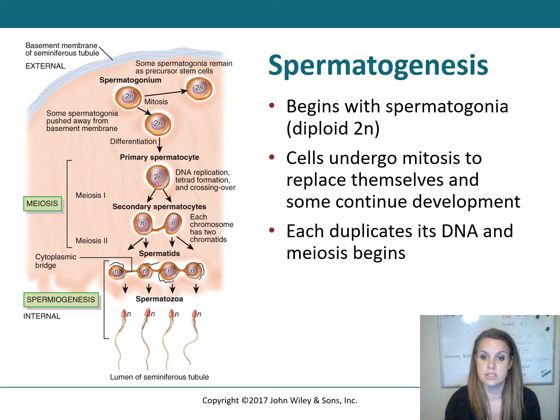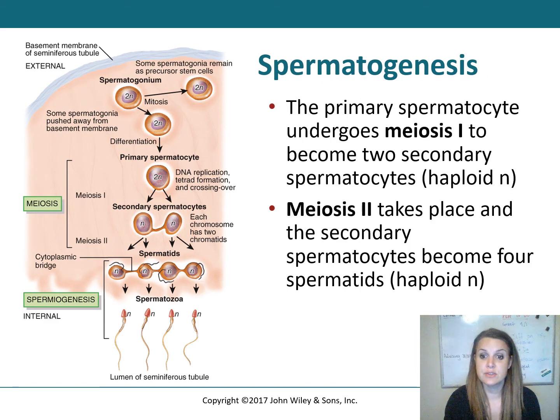Meiosis has two rounds, and in the first round, the primary spermatocyte becomes two secondary spermatocytes, and they are now haploid. What do I mean by diploid and haploid? Diploid means they have two copies of each chromosome. So again, remember we have 23 chromosomes, so they have two copies, one from mom and one from dad.